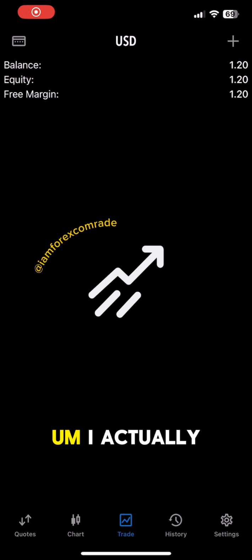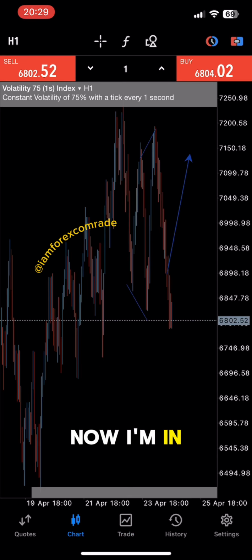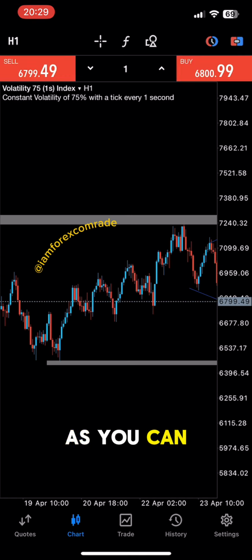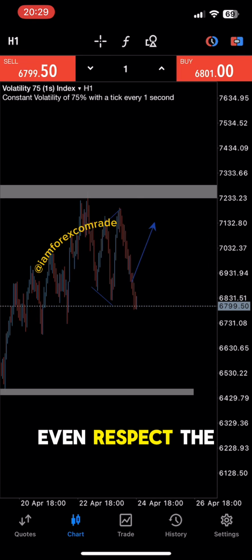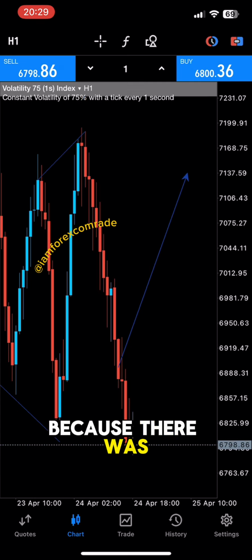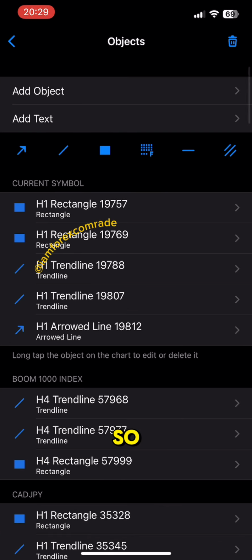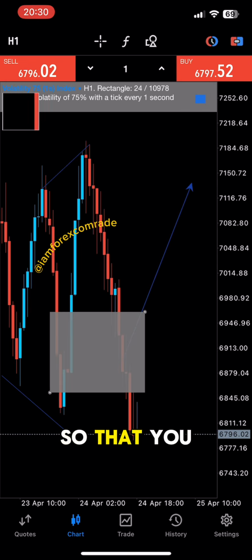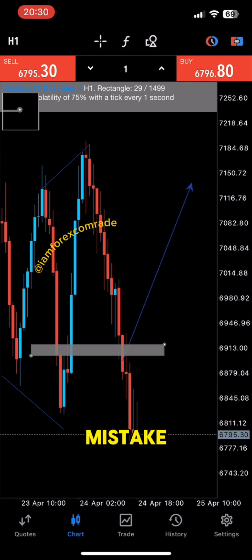However, I actually expected this. I have blown. Now I'm at $0.20. As you can see, the market didn't even respect the Quasimodo pattern. Well, maybe that's because there were other patterns involved. So let me analyze this so that you can know where I made the mistake.